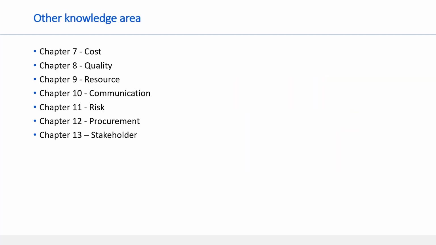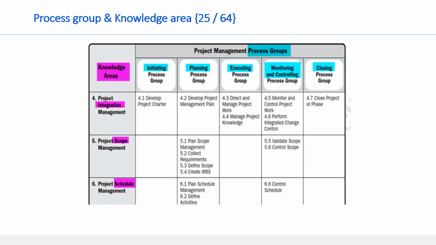If you go further, you can see chapter 7 cost, chapter 8 quality, chapter 9 resources, chapter 10 communication, chapter 11 risk, chapter 12 procurement, and chapter 13 stakeholder management. Now go back to physical copy, page number 25, or if you are using soft copy, go to page number 64. You see a table, don't you?